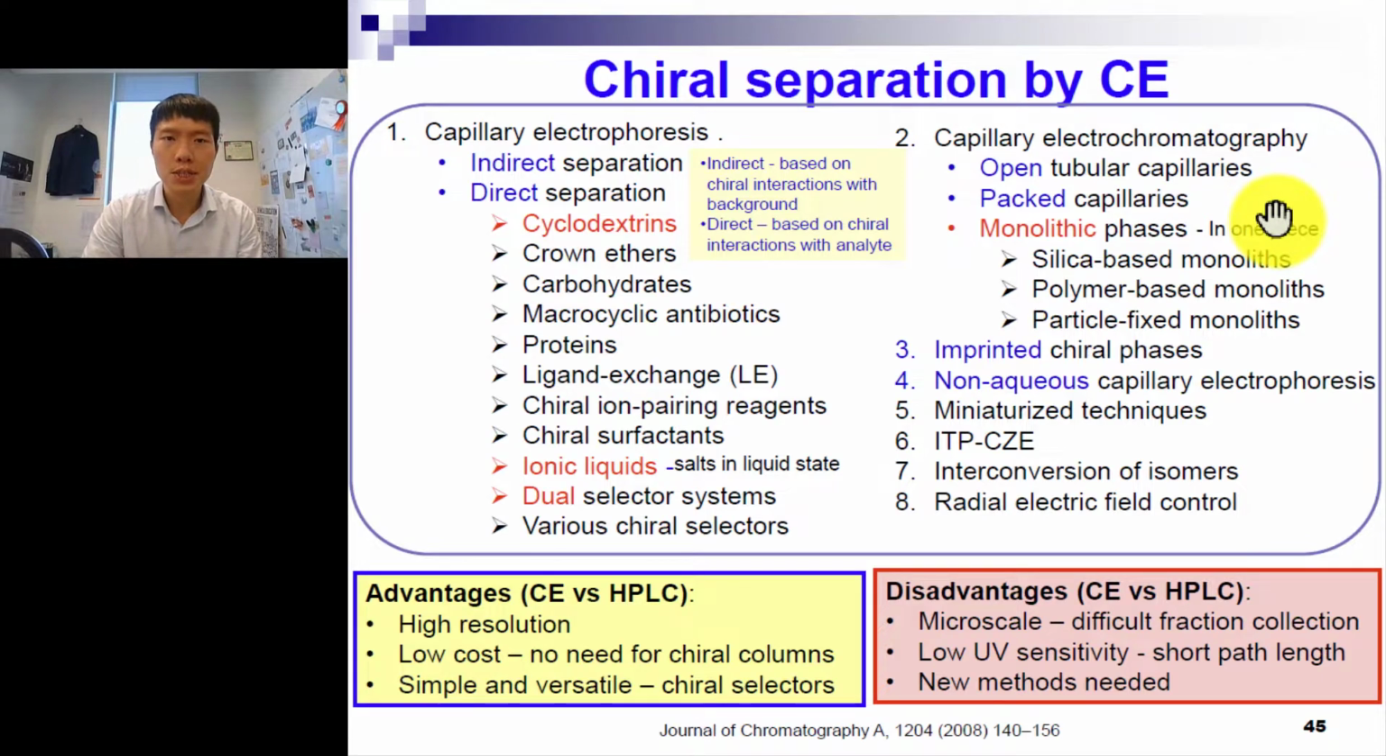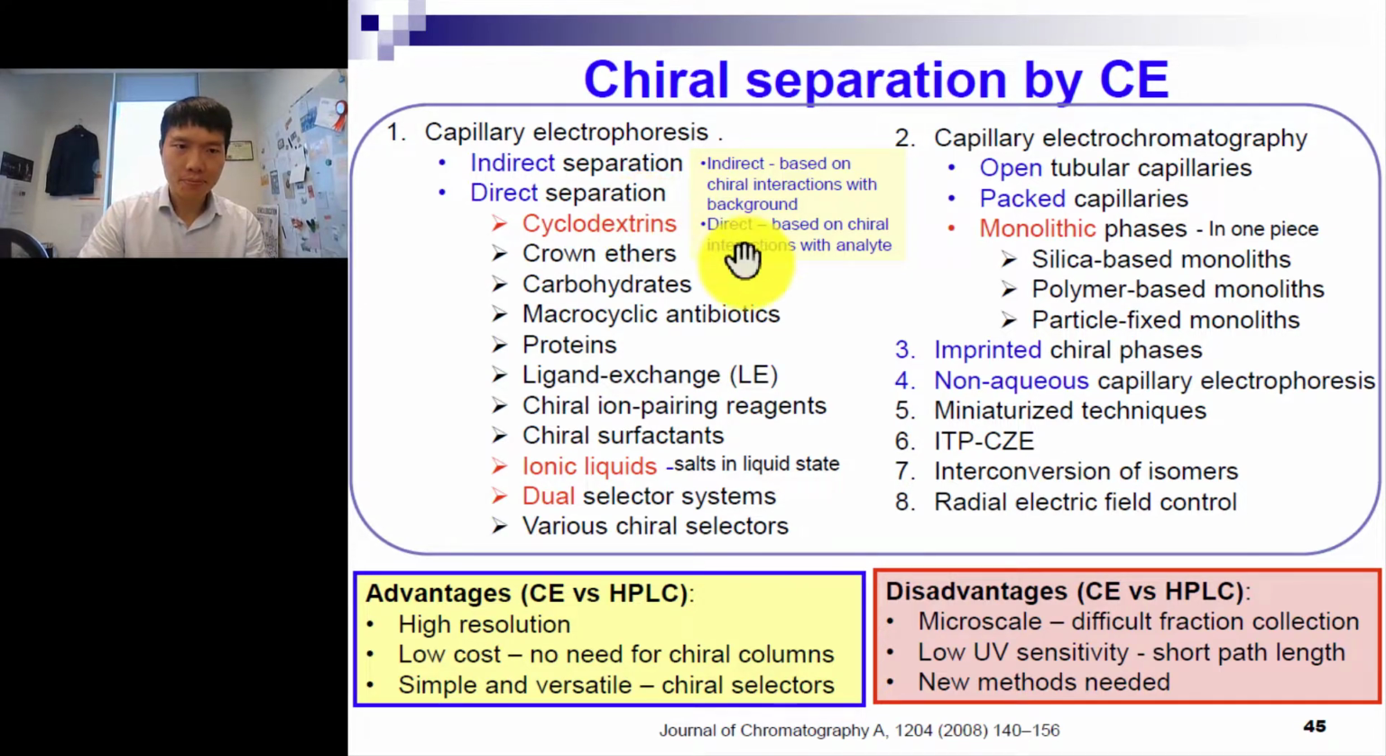Now, next part is the chiral separation by CE. Let me elaborate a bit further. So, of course, just like previous cases, you have the indirect separations and direct separation. Indirect means you look at your detector window here, right? Normally you have a peak, but then if your substrate is there, then you see a drop. Direct means there's normally no signal, but then when your substrate goes through, then you see a signal there.